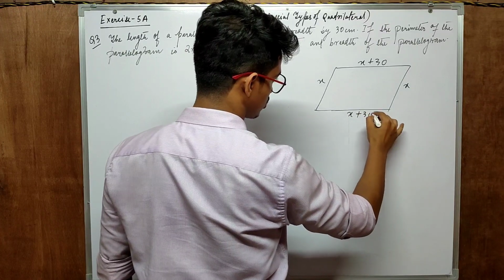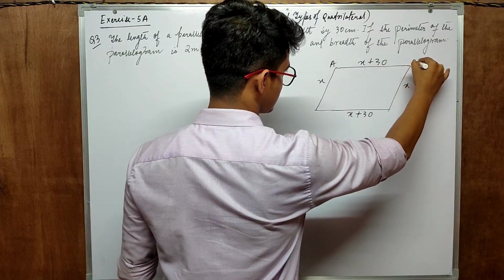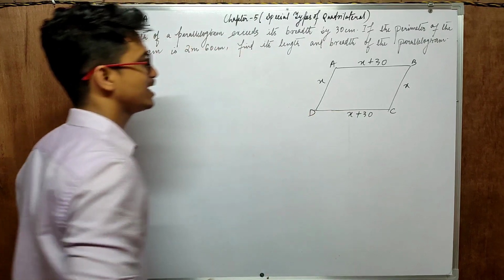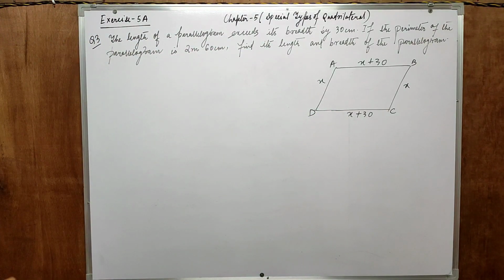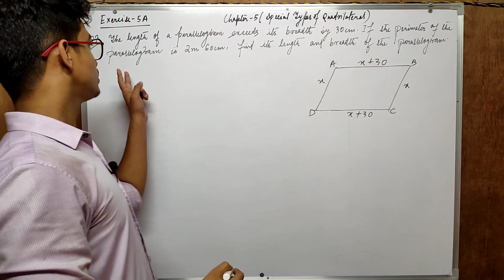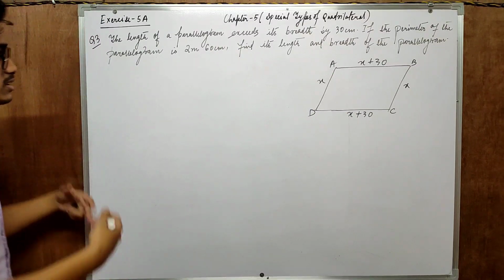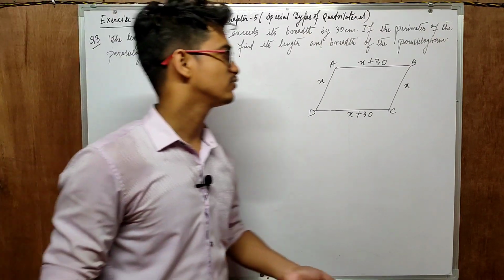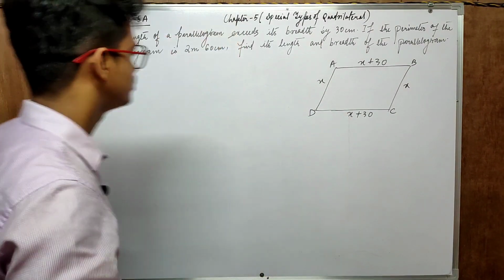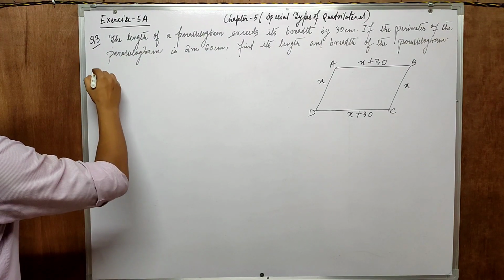I don't think any problem is happening, right? Is it clear? I hope it is clear. Now the perimeter of the parallelogram is 2 meters 60 centimeter, that is given. Find the length and the breadth of the parallelogram. All right, fine. Now just see how to solve this one.